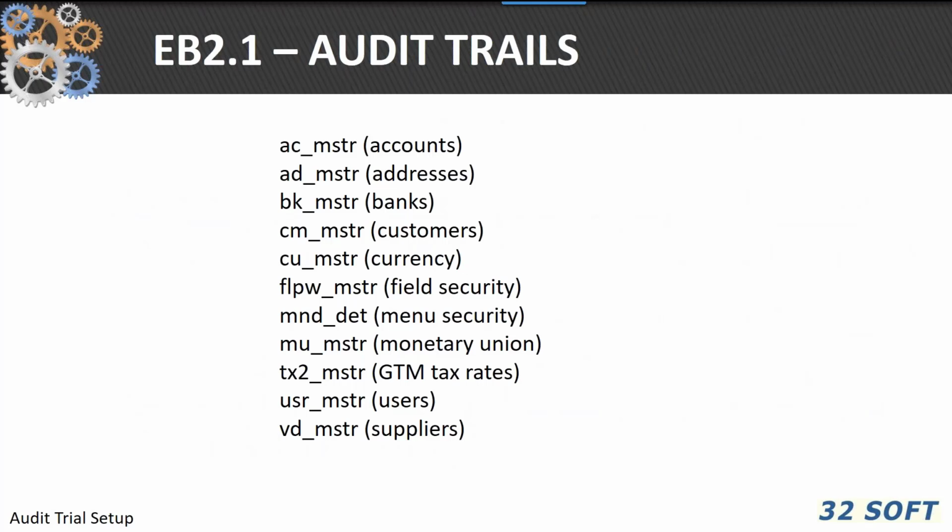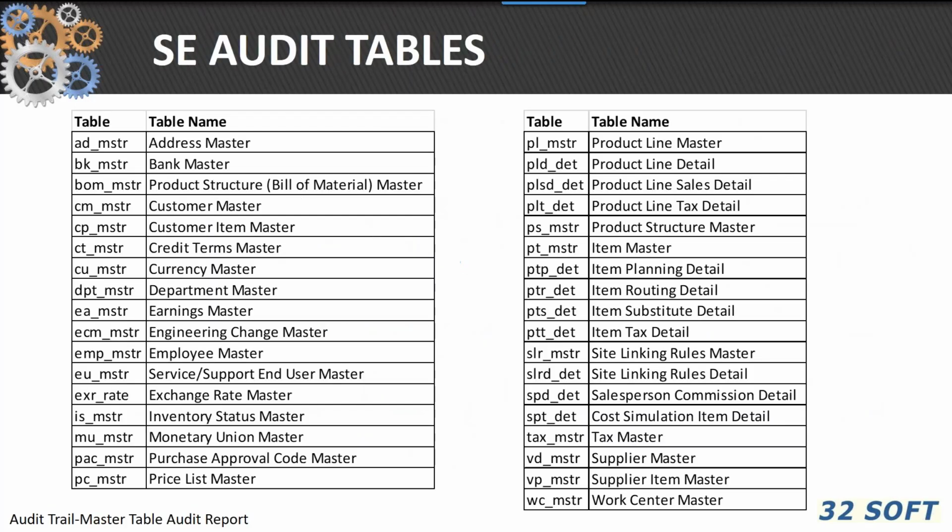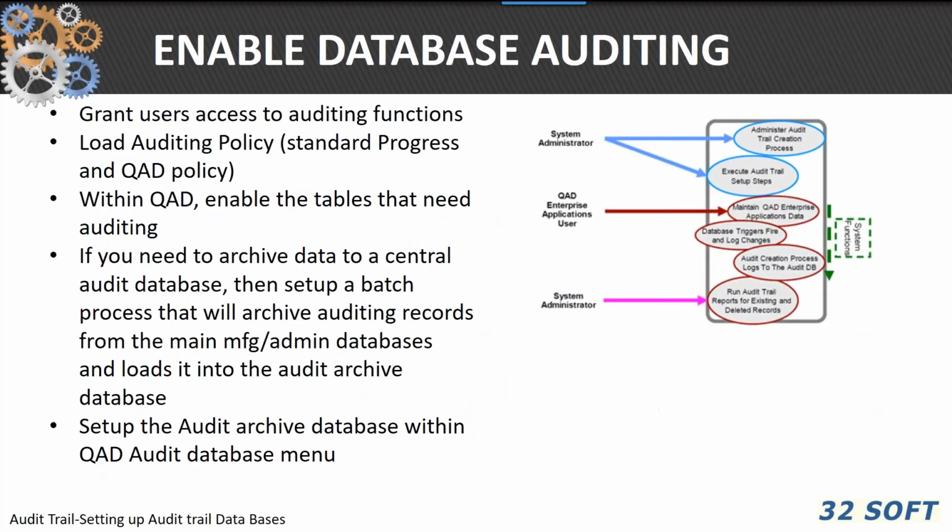There, in EB 2.1, there were audit trails. In SAE, there were audit trails. But now in EE, we're given the opportunity to actually create our own audit trails. The way you do that is enable the database. You enable a separate database so that the system can keep track of this.